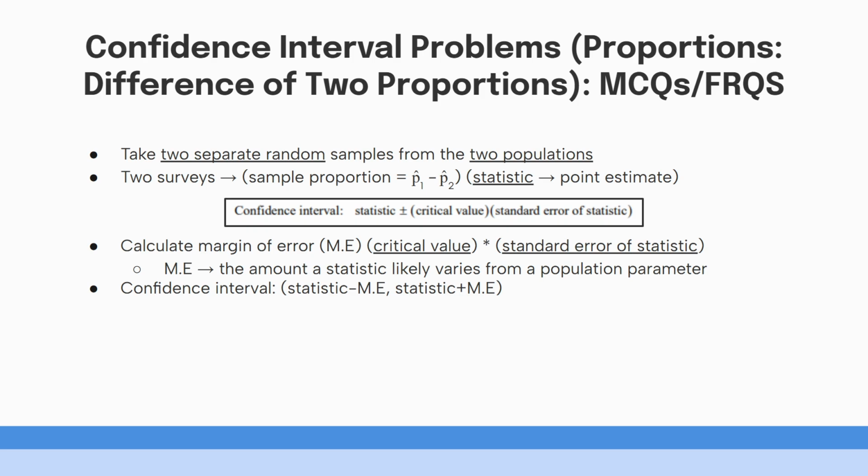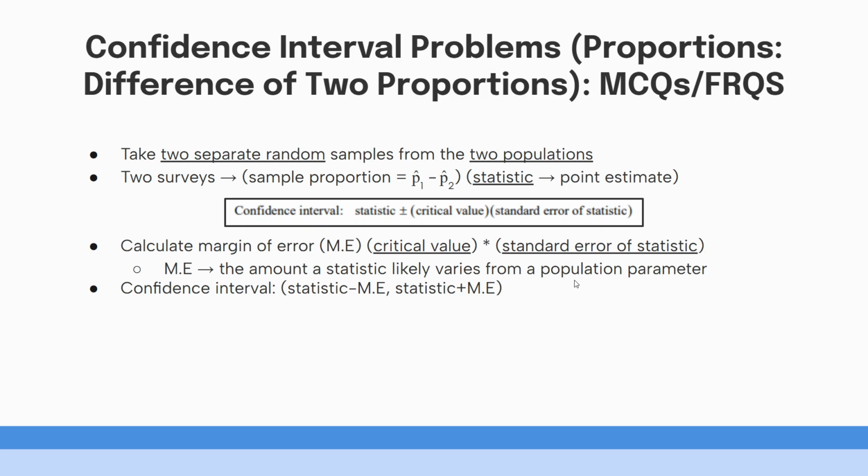So here, you take 2 separate random samples from 2 populations. Then you take 2 surveys, and your sample statistic will be, because you're trying to determine the difference so you can determine whether one's greater than the other, your first sample proportion subtracted from the second sample proportion. That'll be your statistic, your point estimate. A confidence interval is simply that statistic plus or minus your margin of error, which is your critical value times the standard error of that statistic. We went over this a lot, so I'm not going to clarify further. We're going to move on.